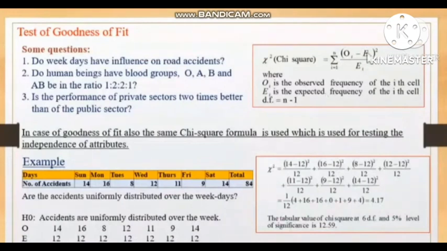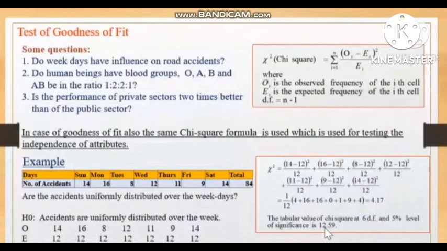The same formula we would use. 14, 16, 8, 12, 11, 9, 14. These are the observed frequencies. 12, 12, 12 and so on. These are all the expected frequencies. Substitute in this formula and calculate the value of chi-square. In this particular example, the value of chi-square comes to be 12.59.